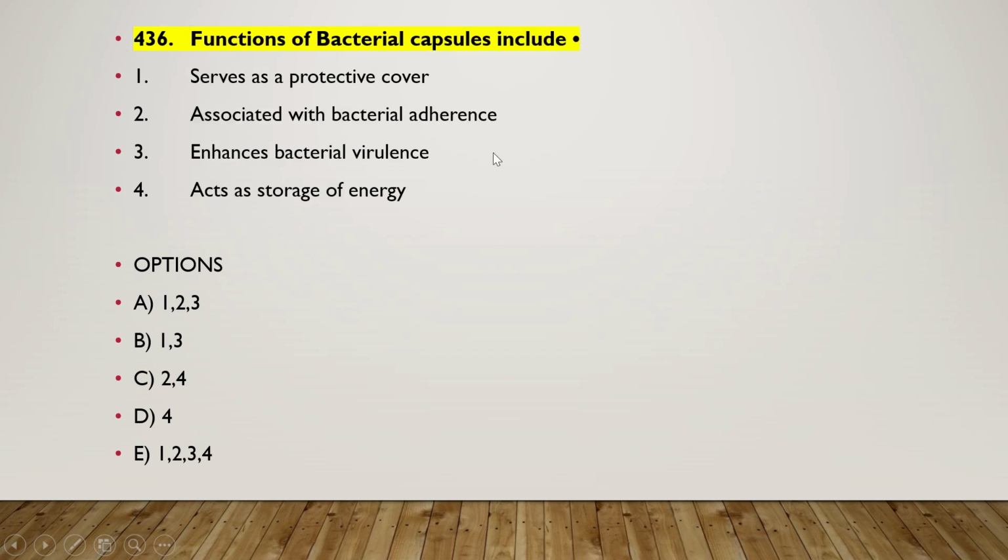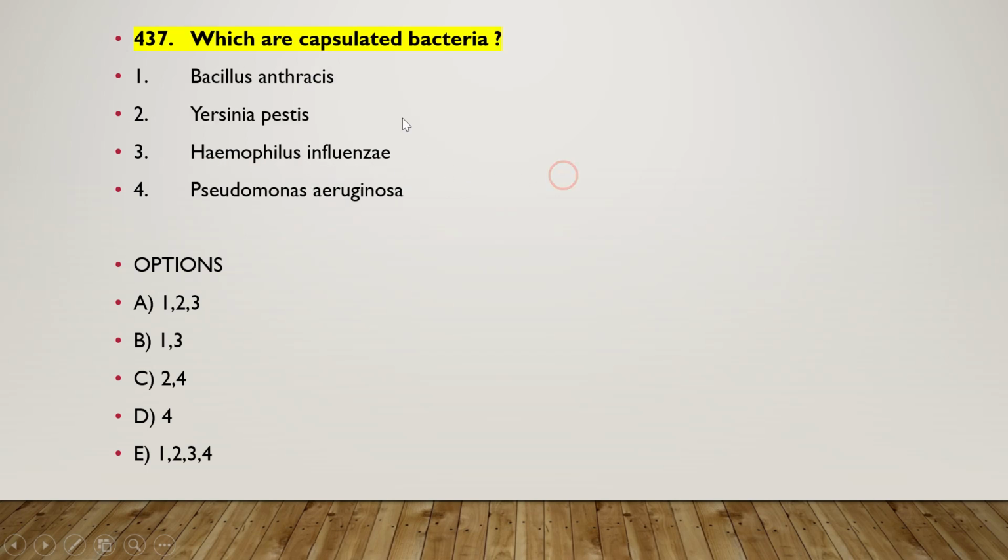Okay, so move on to the next, that is: functions of bacterial capsule include serves as a protective cover, associated with bacterial adherence, enhances bacterial virulence, act as storage of energy. So the right answer is option B. That is 1 and 3. So this bacterial capsule serves as a protective cover and enhances bacterial virulence. Okay, move on to the next question, that is: which are capsulated bacteria?